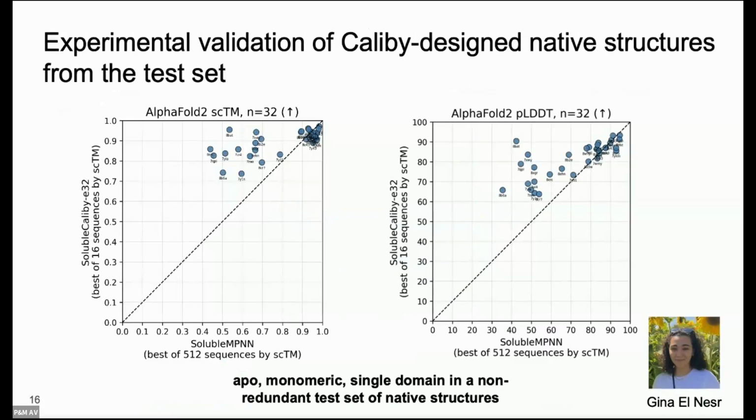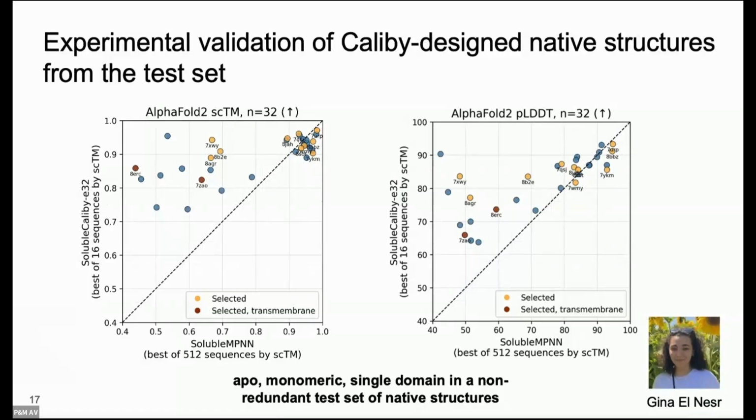Also, with the help of Gina, we chose some sequences to experimentally test. Here I'm showing a filtered test set of native backbones. On the x-axis, we have the best design out of 512 sequences from SolubleMPNN, and on the y-axis, we have the best design out of only 16 Caliby sequences. As you can see, even though SolubleMPNN is given 32 times more tries than Caliby, there are still so many backbones that are mostly undesignable by ProteinMPNN, but are much more designable under Caliby.